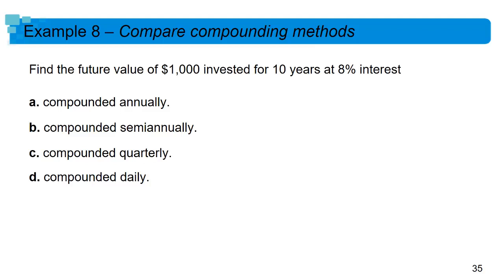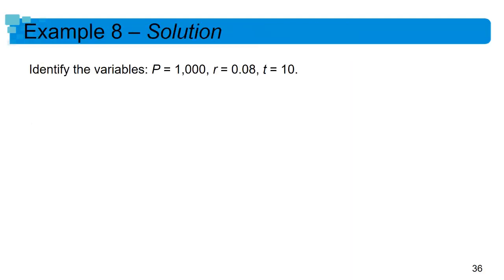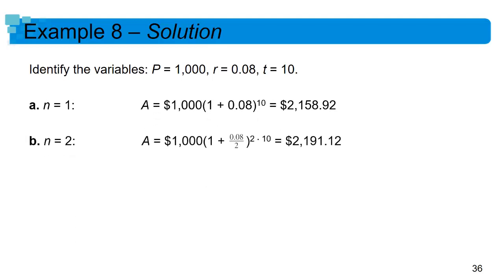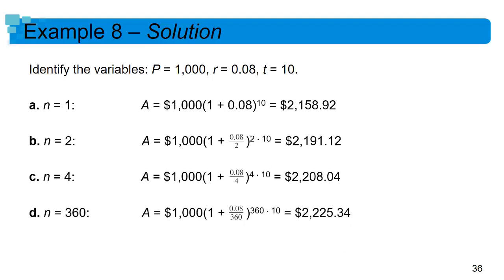So let's run through some examples really quick of finding the future value when we invest $1,000 for 10 years at 8% interest. We're going to compound it a bunch of different ways. So if we compound it annually, that's what we get. If we compound it biannually, that's what we get, right? Quarterly and daily. And look at the difference in the monies, right?